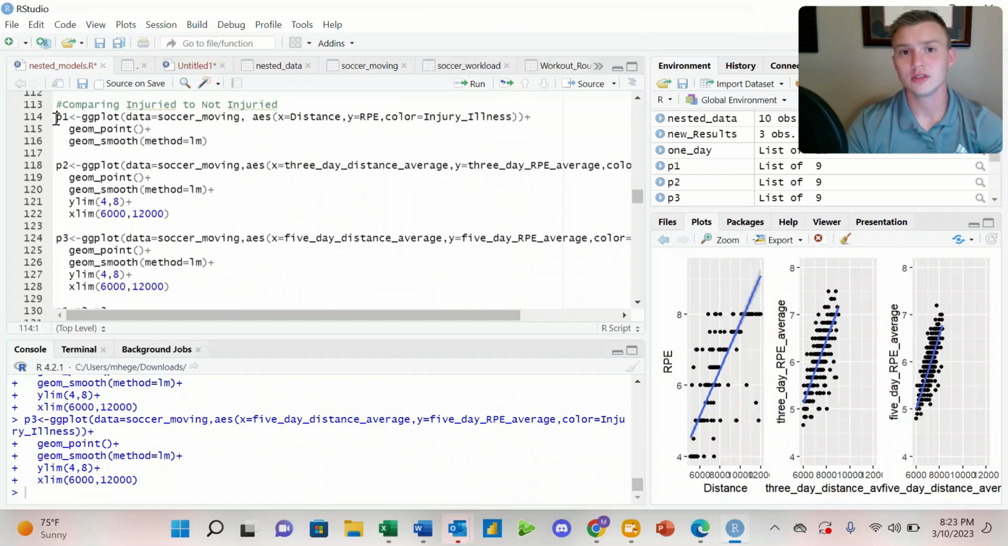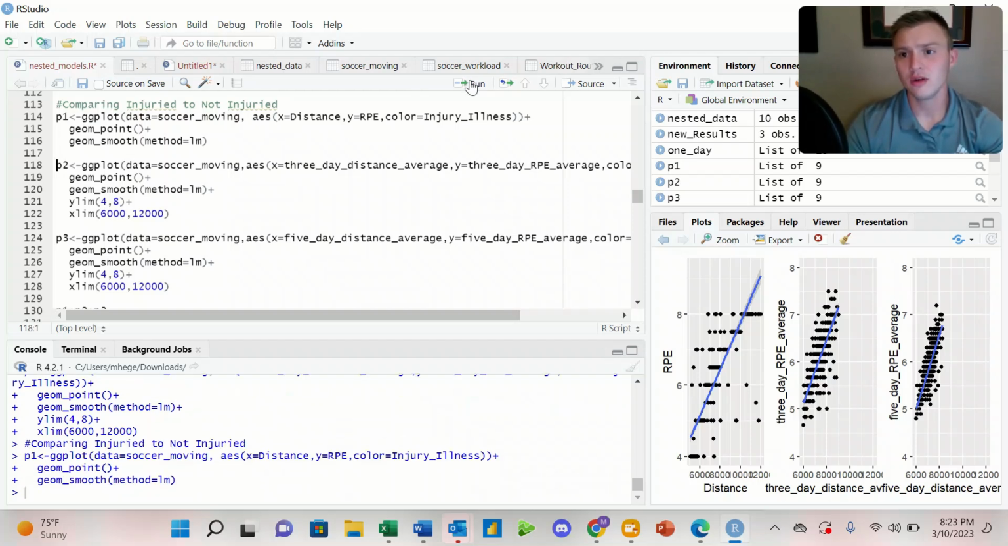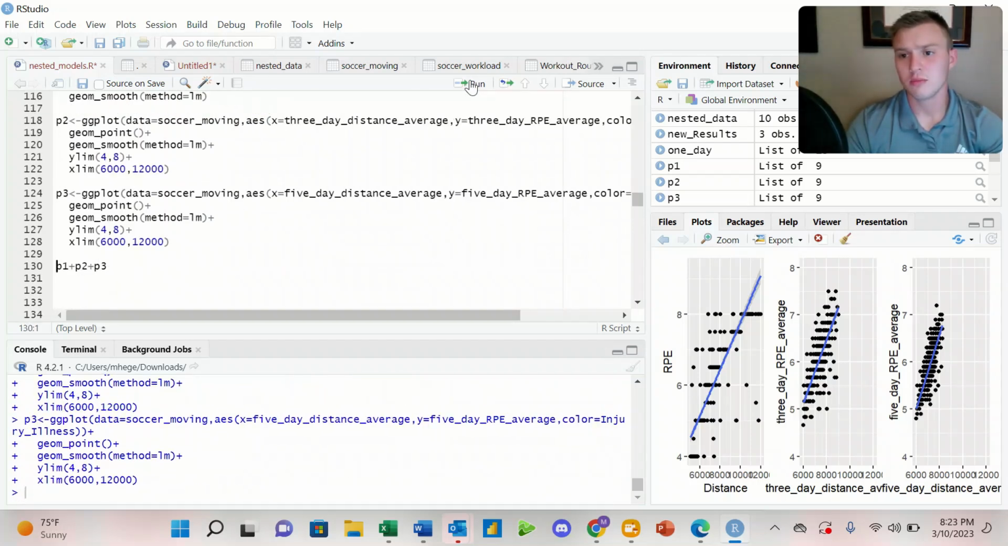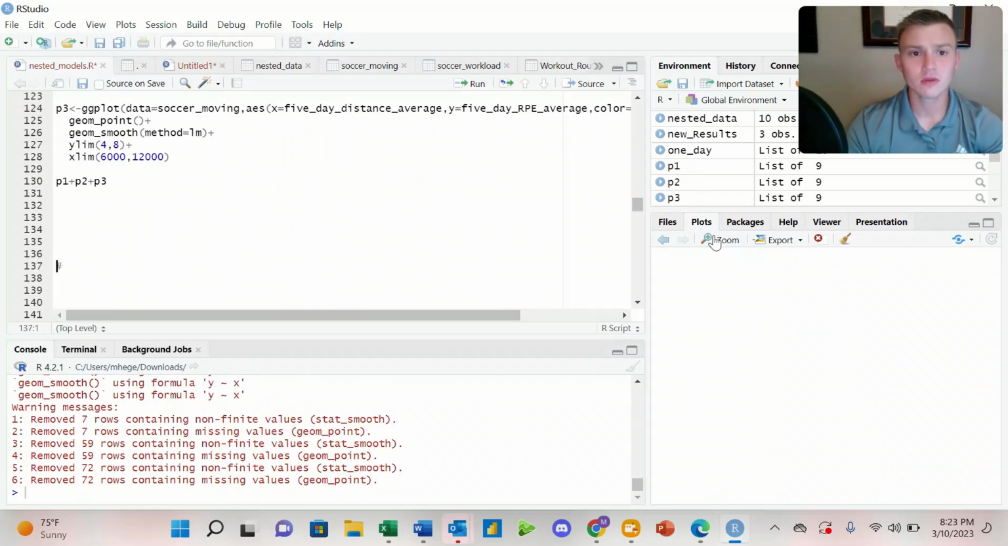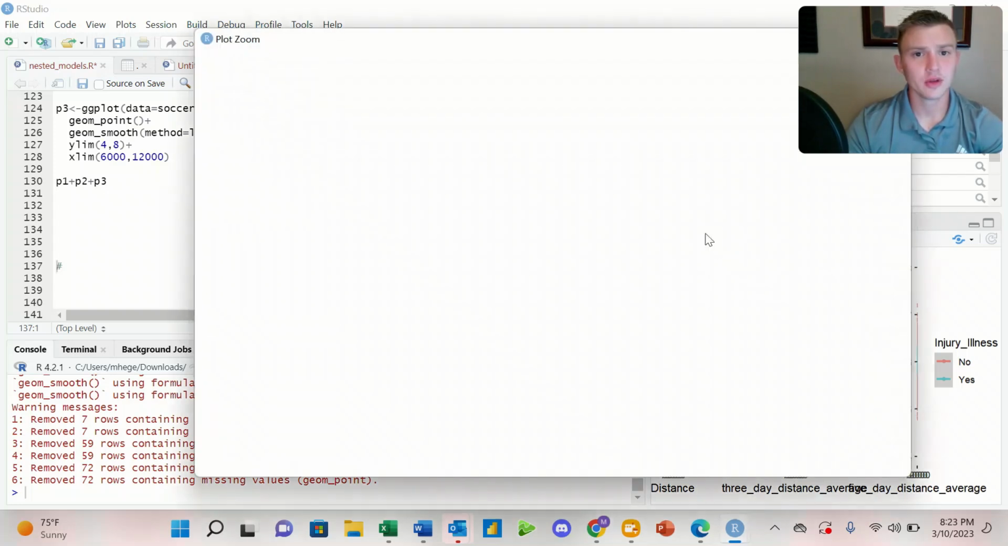What we need to ask ourselves as practitioners is how this affects our ability to predict injuries. We're going to run the same lines of code as above, but we're adding one little thing, which is color equals injury illness. So that's going to color our injured or sick athletes in a different color. So when we run these blocks of code and then run P1 plus P2 plus P3, and zoom in on this plot here.